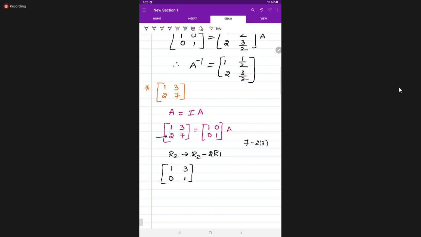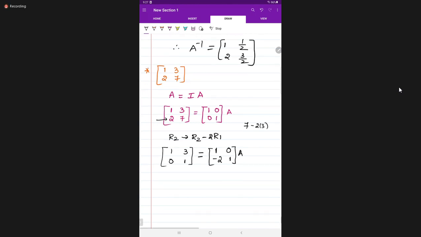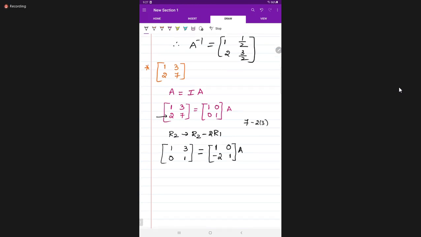Yeah. Very good. That is equal to 1, 0, minus 1, 1. 1, 0, minus 2, 1. Minus 2, 1. Got it? Same answer only. Yes, yes, yes. Yeah, ma'am. Next. Then R1 implies.